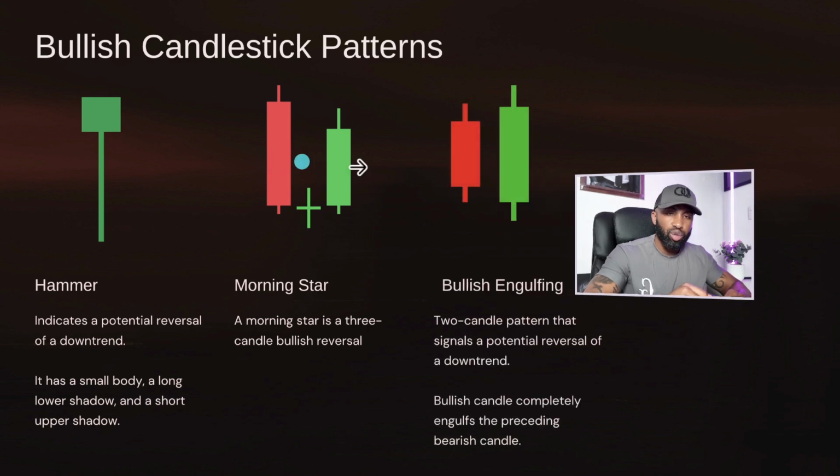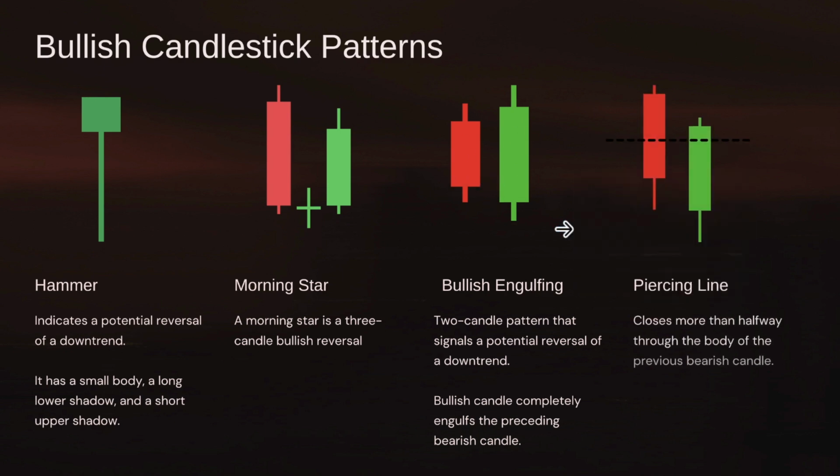Next, we have bullish engulfing. A bullish engulfing pattern is a 2-candle pattern that signals a potential reversal of a downtrend. It occurs when a bullish candle completely engulfs a bearish candle. Next, we have the piercing line. A piercing line pattern is a bullish reversal pattern that occurs when a bearish candle is followed by a bullish candle that closes more than halfway through the body of the previous bearish candle.